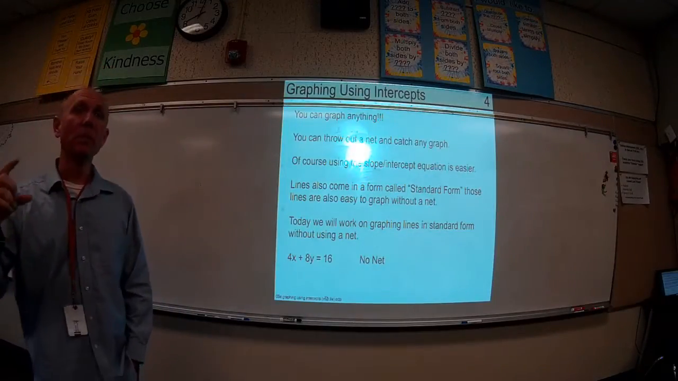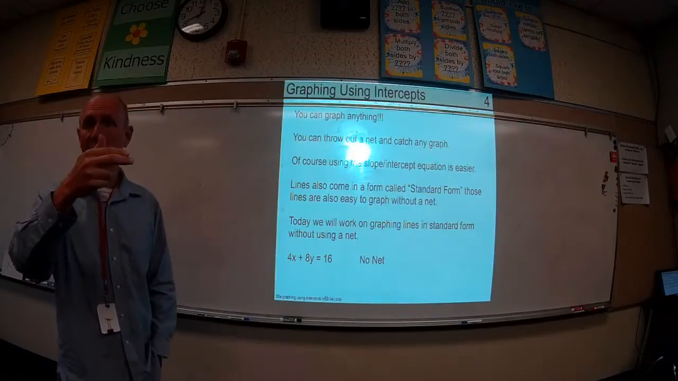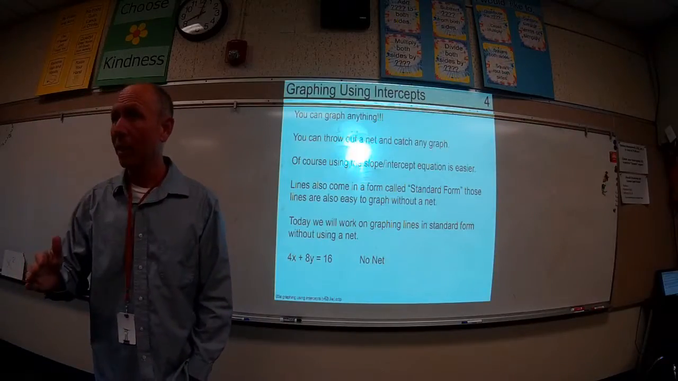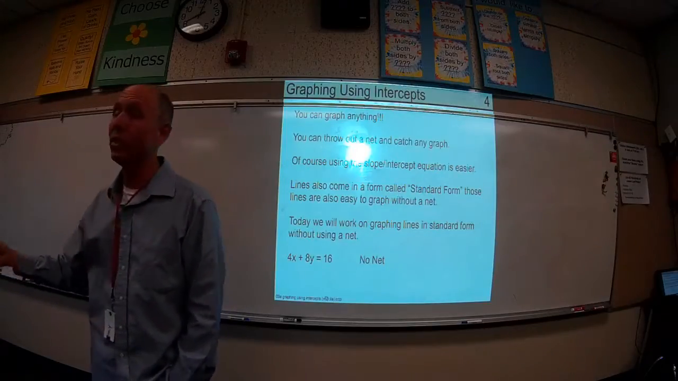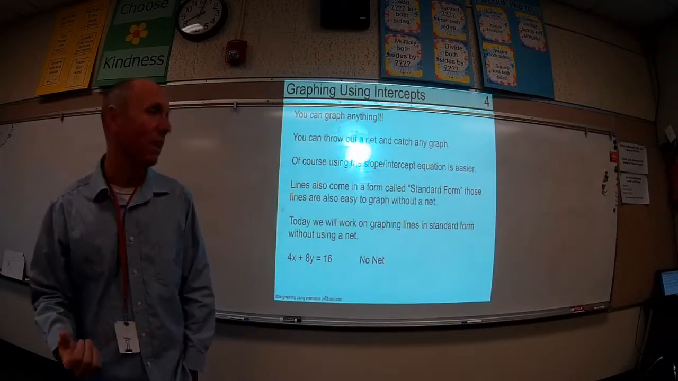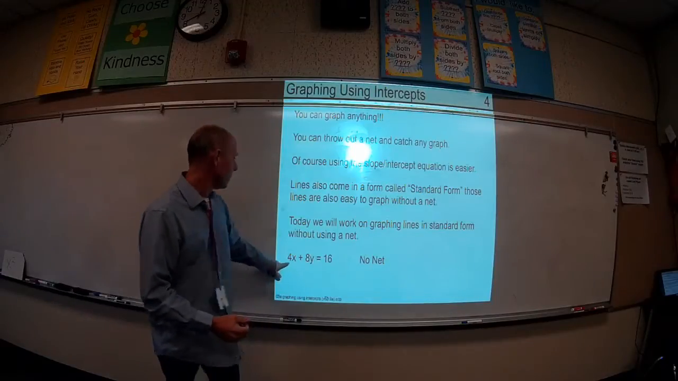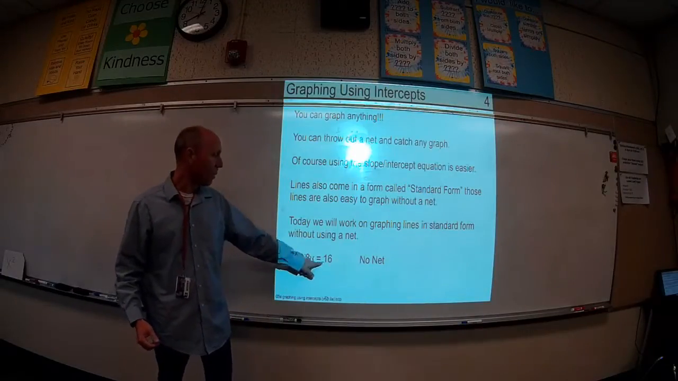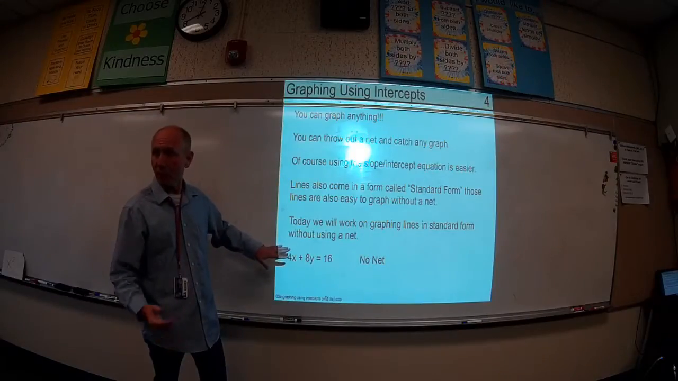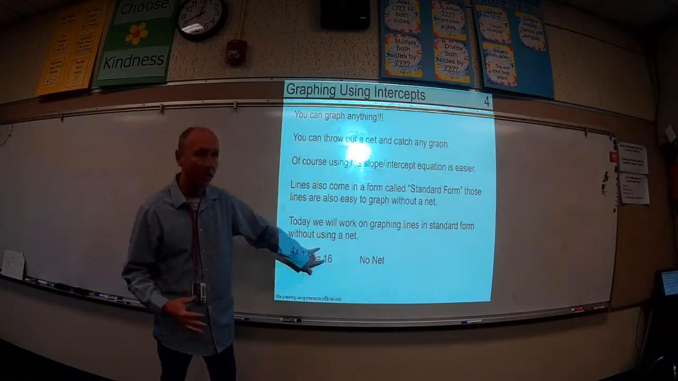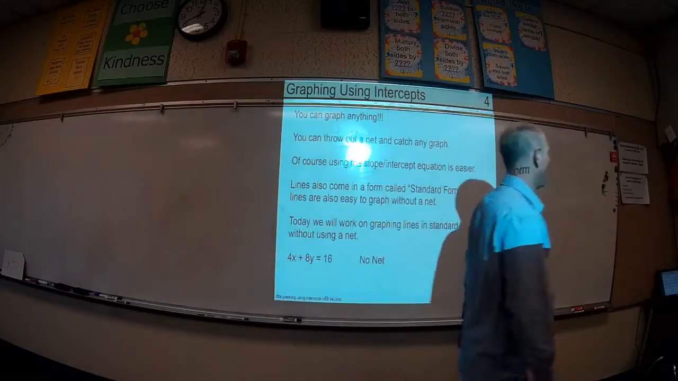So yesterday you learned the mini-me method, where you put them on the y-intercept and have them rise and run. But sometimes these equations come to us in another form, so I'm going to teach you a second method. An equation like 4x plus 8y equals 16 is incredibly easy to graph once you know the method. This is the method we're going to learn today.